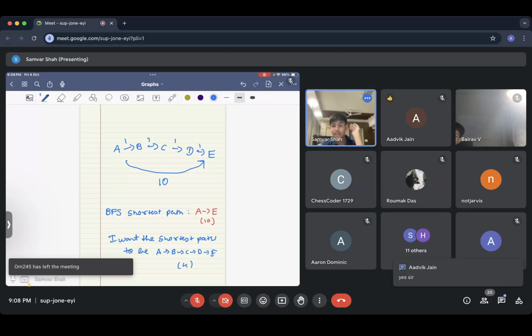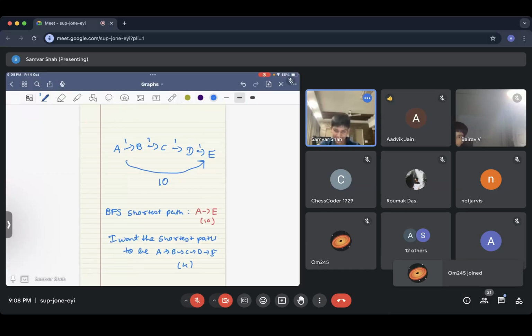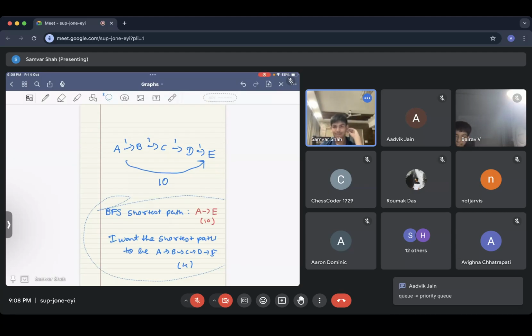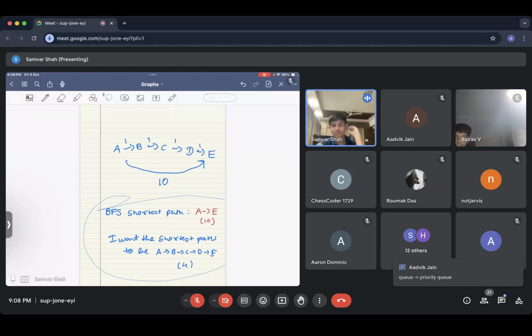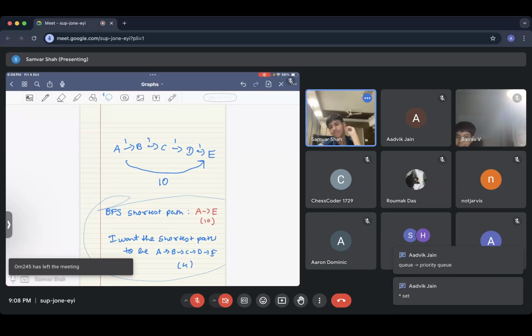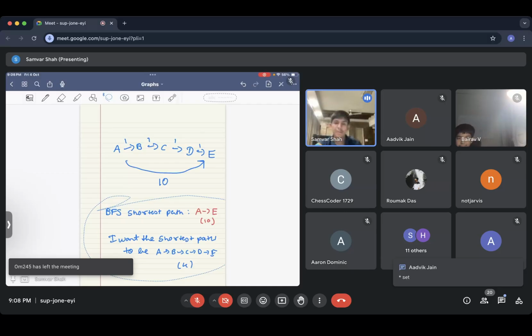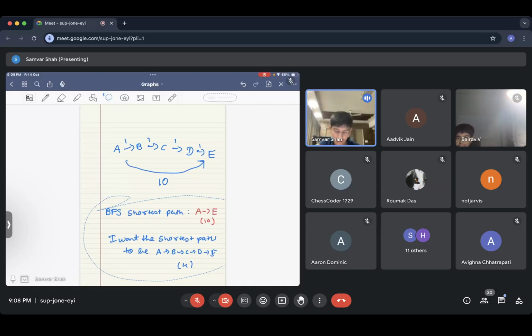Okay. Now I have a very interesting claim. This is a very nice thing, so listen carefully because it's quite interesting. I am saying I can actually use BFS to still solve this problem. Yeah, that would change the queue into a priority queue or set. We can get to the implementation details in some time, but now I have something to say.